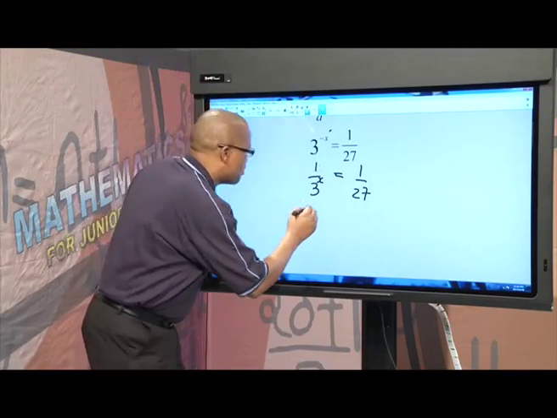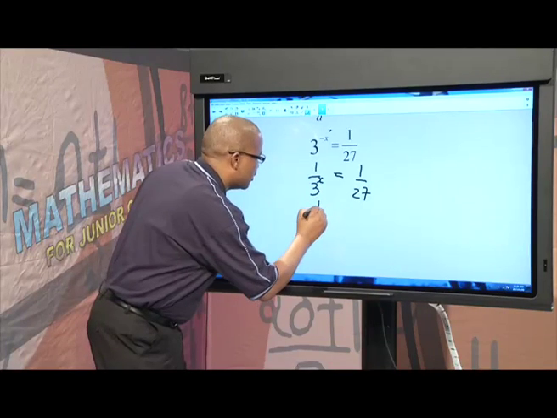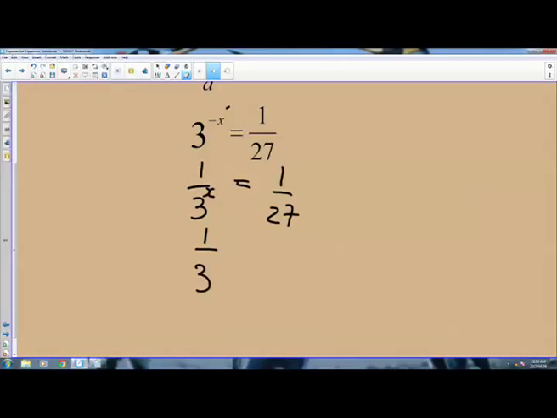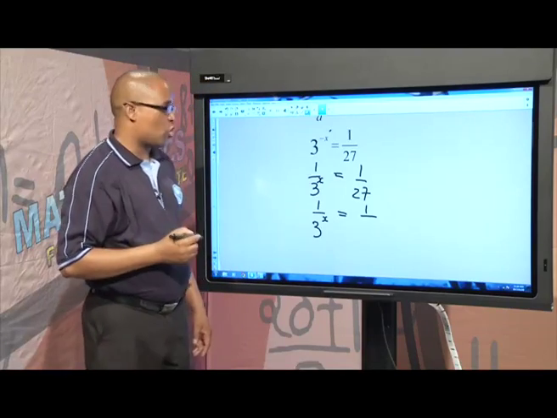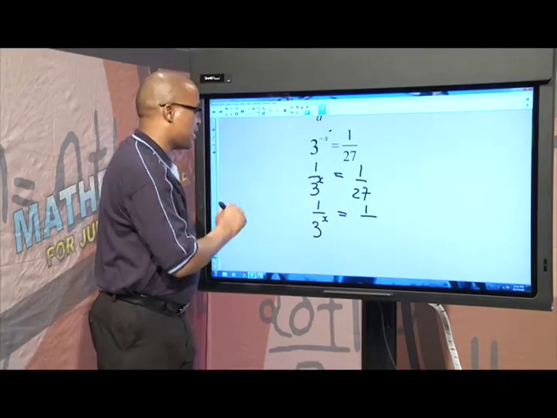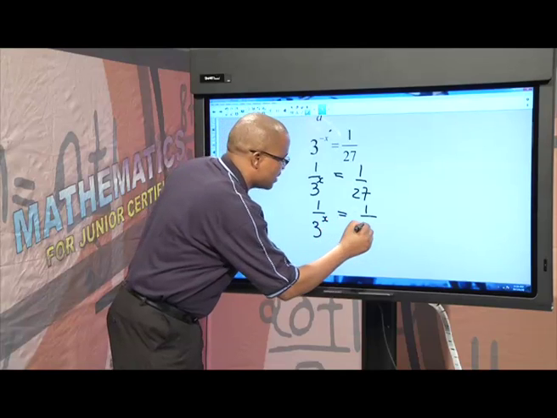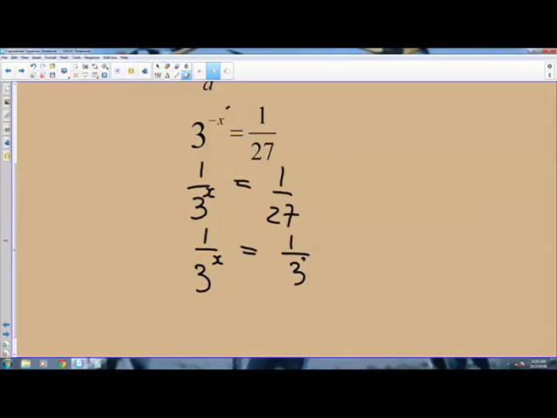Then this will be 1 over 3 to the power x, equals 1 over, we've got 27 here. You are to write 27 using base 3. We have to make sure that we achieve a situation whereby the bases on either side of the equal sign are the same. So we write 27 using base 3, and 27 using base 3 is 3 to the power 3.